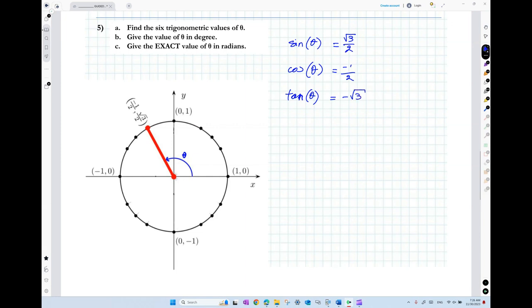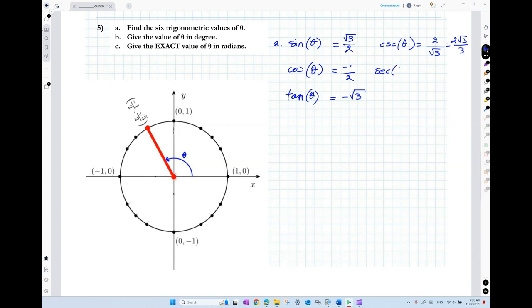So that's for A, right? And to get the 3 others that are the reciprocals, namely cosecant of theta, I'm just going to take the reciprocal. And it's 2 square root of 3 over 3 if you want to rationalize the denominator, which is good practice.